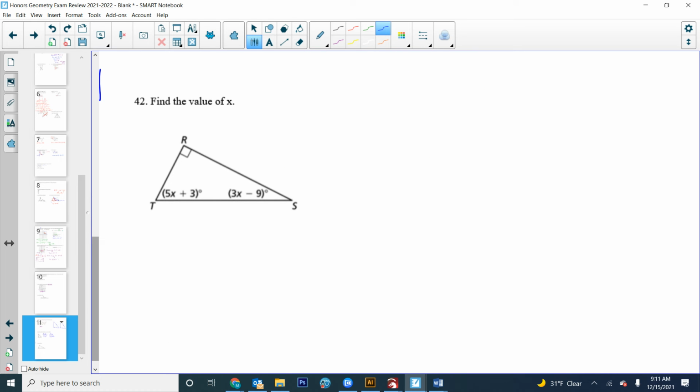Two ways to solve this one. You can take it the long way. You could add up all three angles to equal 180. Or you could use the corollary that says the two acute angles in a right triangle are 90. That would make way more than 180 degrees. Complementary.